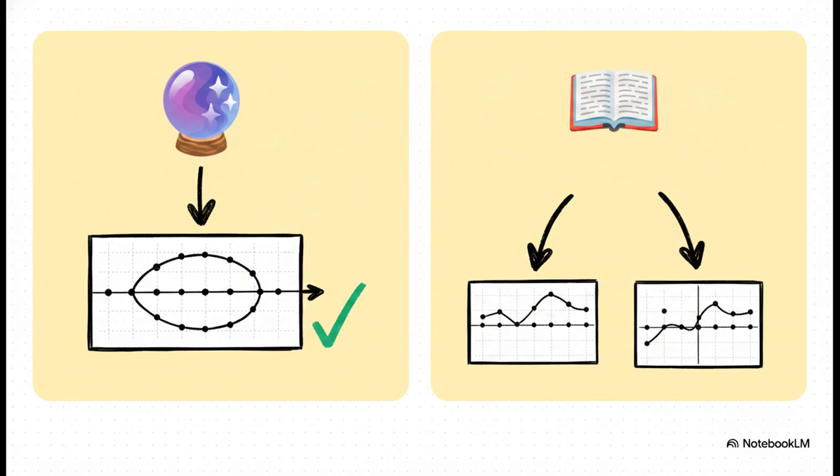Capability, that's CP and CPK, is for stable processes only. It's a forward-looking metric. It predicts the future. Performance, that's PP and PPK, is for any process, stable or not. It's a backward-looking metric. It's a report card on what has already happened. It's the difference between a weather forecast and a history book.